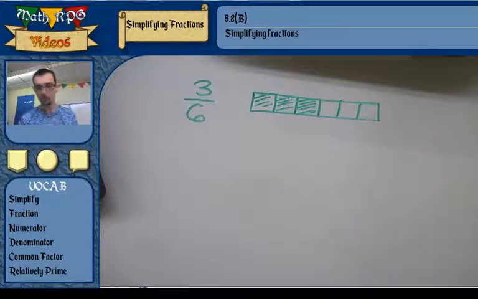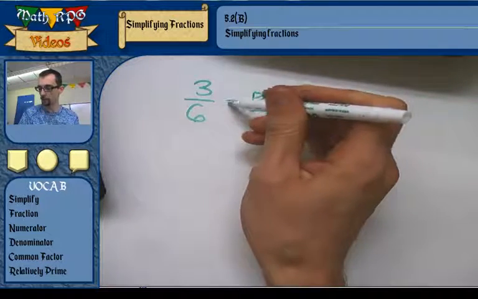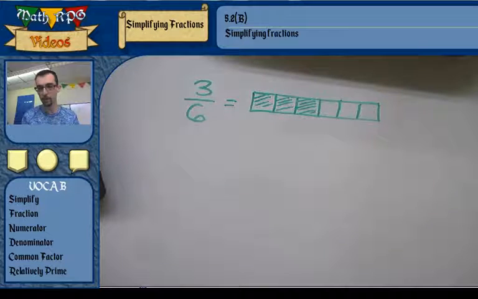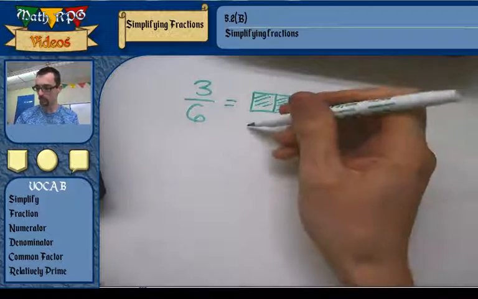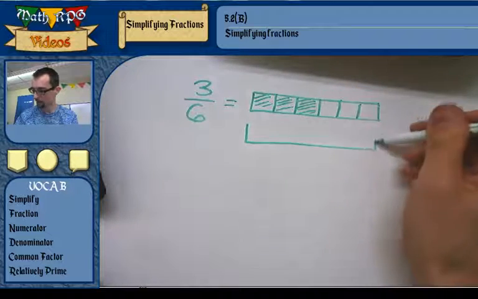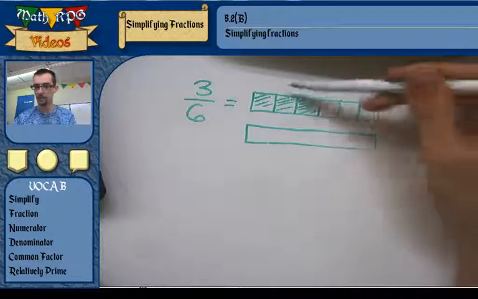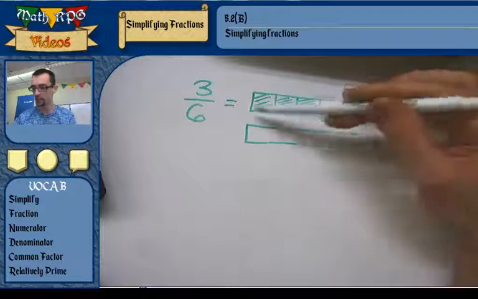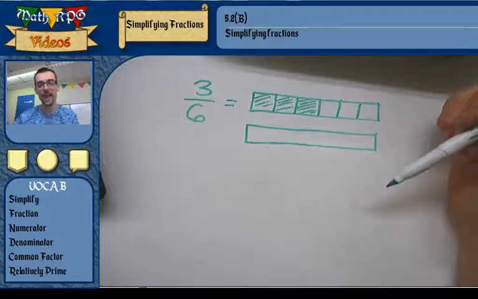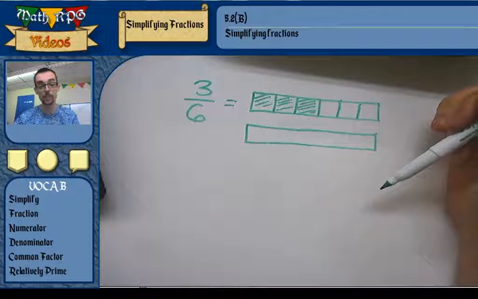Okay, that is a fraction. And there's nothing wrong about this fraction. That's exactly what it is, 3 out of 6. It's a perfectly legitimate fraction, but it is not as simple as it could be. So, what does that mean? It means if I wanted to give my son this green amount here, I could do it without having to break my candy bar into 6 pieces.